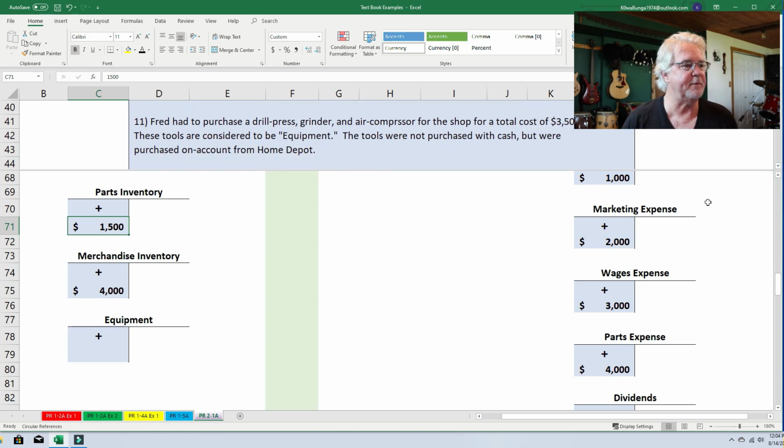So transaction number 11, Fred had to purchase a drill press, grinder, and air compressor for the shop for a total cost of $3,500. These tools are considered to be equipment. The tools were not purchased with cash, but were purchased on account from Home Depot. So Fred is buying some really nice things to have.